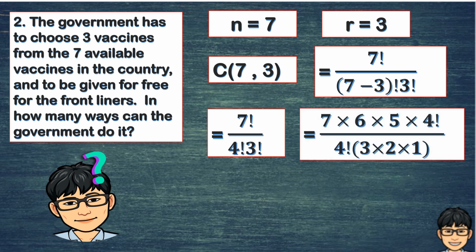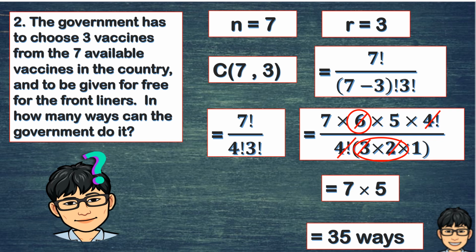To simplify, we have 7 times 6 times 5 times 4 factorial over 4 factorial times 3 times 2 times 1. And then, cancelan natin si 4 factorial. And since 3 times 2 is equal to 6, cancelan natin sila. So, ang naiwan ay 7 times 5, which is equal to 35. Therefore, mayroong 35 ways ang gobyerno para makapamili ng 3 vaccines mula sa 7 available vaccines.